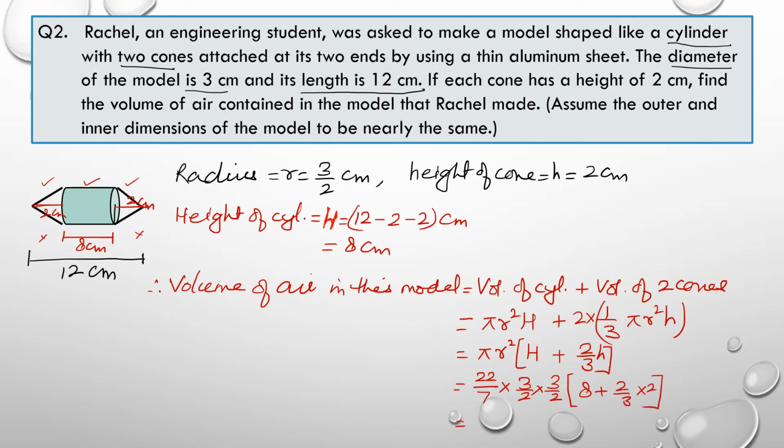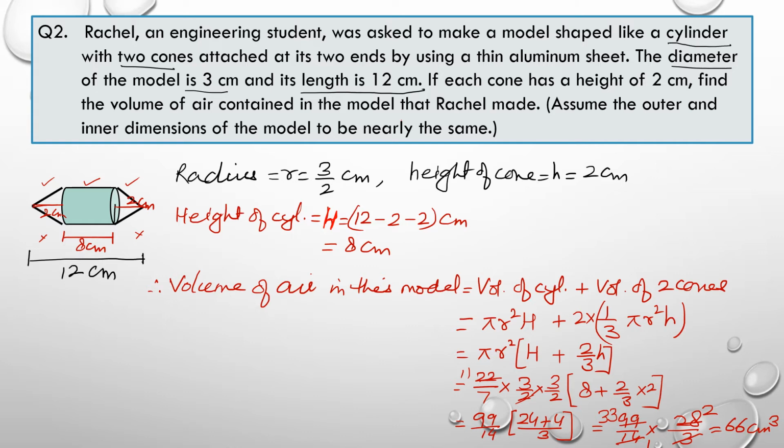So this is equal to 99 by 14, and this will be 24 plus 4 by 3. So this is equal to 99 by 14 into 28 by 3. This will be cancelled out. 14 ones are 14, 14 twos are 28, so this is 66 centimeter cube. So it means the volume of air in this model is 66 centimeter cube.